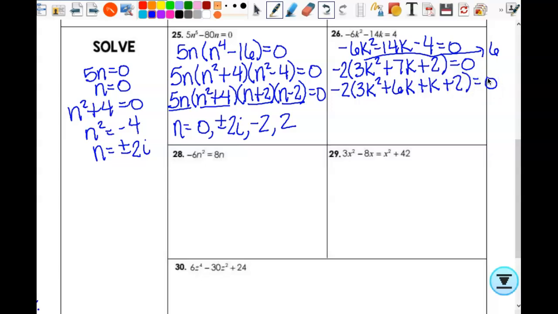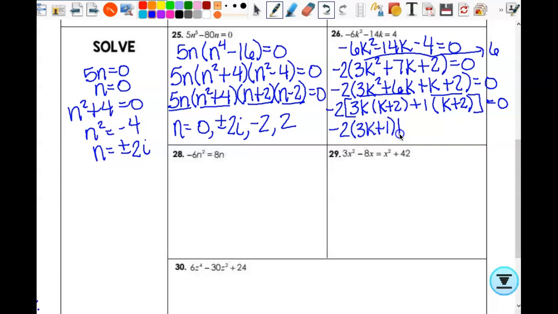You cannot drop that negative 2 off. He is still a very important part of that function. Don't lose him anywhere. All right? So now, because I already have parentheses and stuff, I'm going to use some brackets. So I'm going to do negative 2. I'm going to open my brackets. Out of these 2, I'm going to factor out a 3k. That leaves me with k plus 2. Out of these 2, I'm going to factor out a 1. So that leaves me with k plus 2. And all of that is equal to 0. So then I have negative 2 times 3k plus 1 times k plus 2 equals 0.